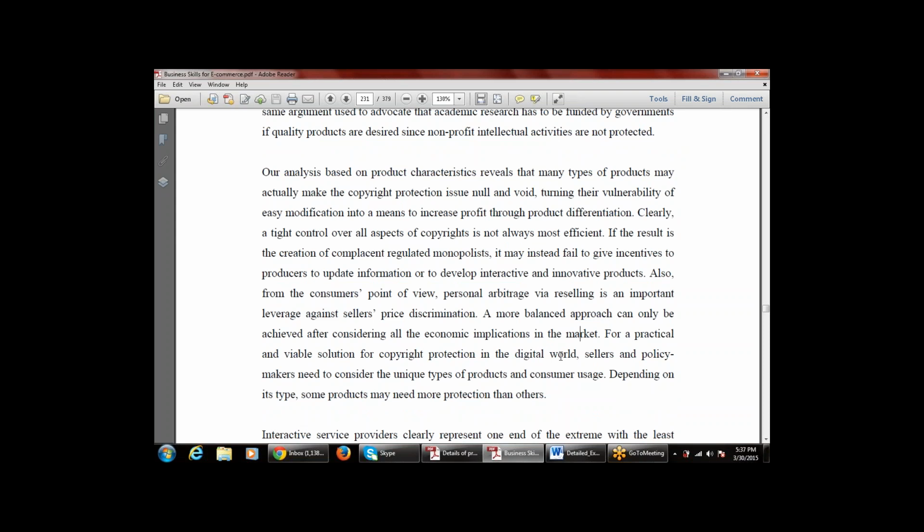So for making a practical solution for copyright in this world, the sellers and the policy makers need to consider the unique types of products. What are the various different types of products and the consumer usage? Depending on its type, some products may need more attention than others.